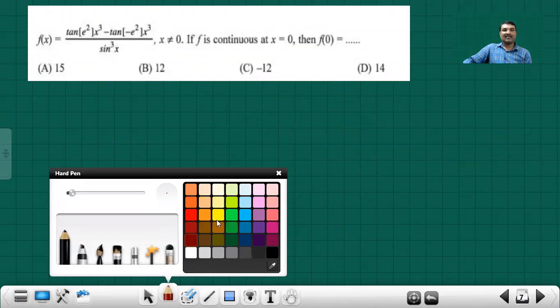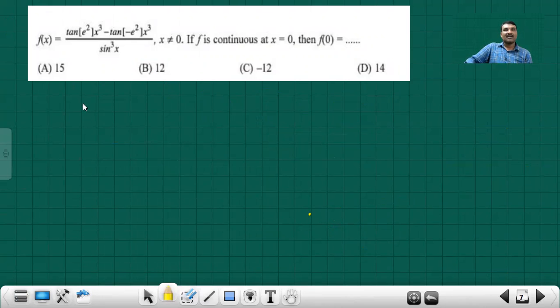Now, look at this question. We are given a function: tan of the greatest integer of e square x cube minus tan of the greatest integer of minus e square x cube, divided by sin cube x, for x not equal to 0. When x is equal to 0, what happens? That becomes 0 by 0. And f is a continuous function at x equal to 0. We want to evaluate f of 0.